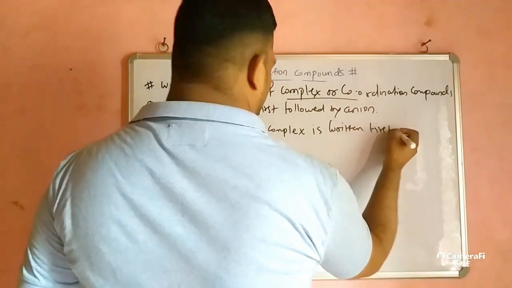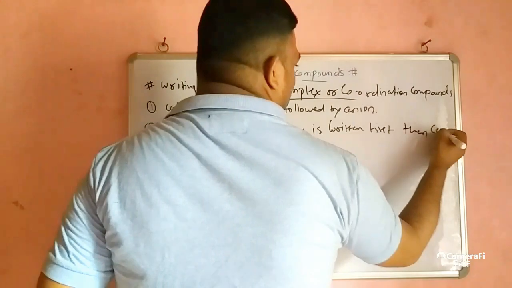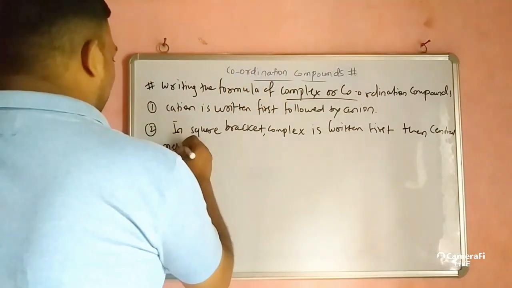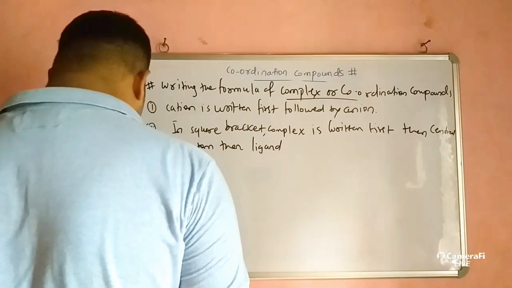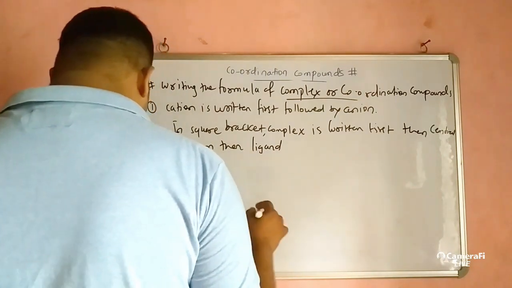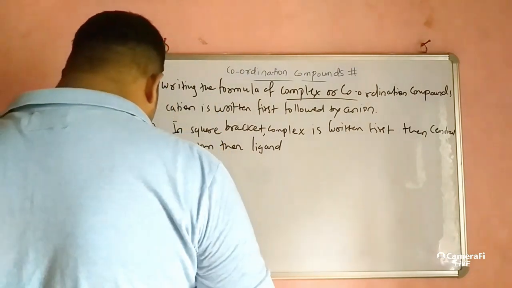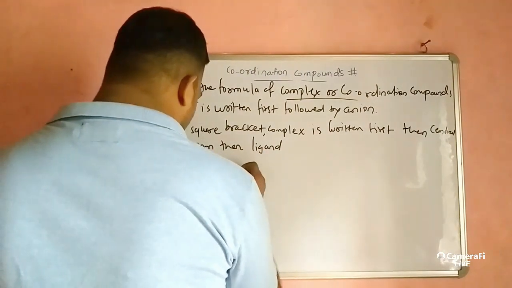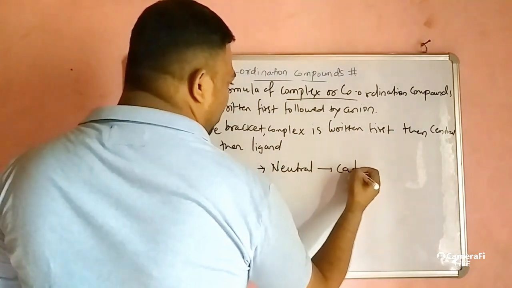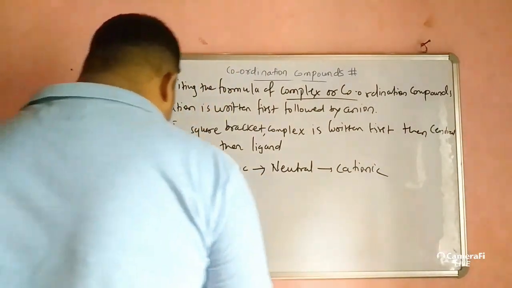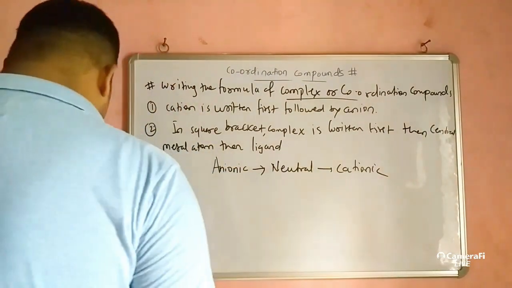In the square bracket, the complex is written first, then the central metal atom, then the ligands. Like that we have to follow the order. Whatever ligands we are going to write, we have to order them like this: anionic, then neutral, then cationic. The ligands are in the following order: first anionic, neutral, and cationic. We already saw that.